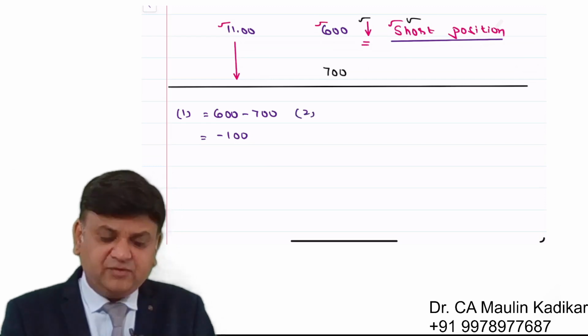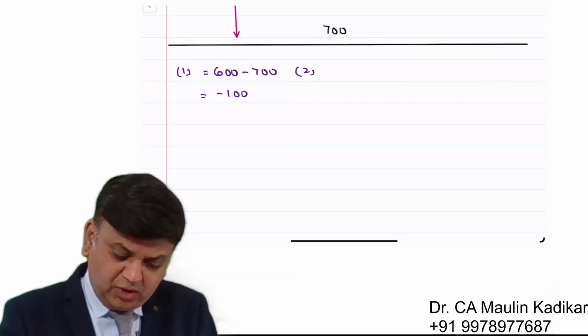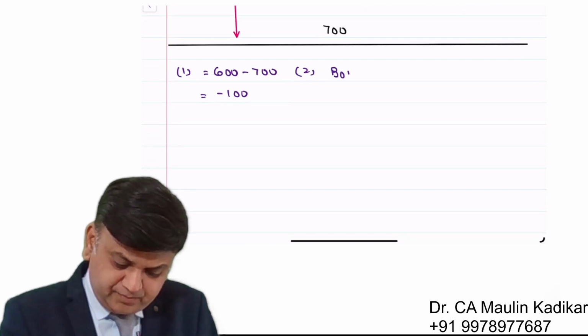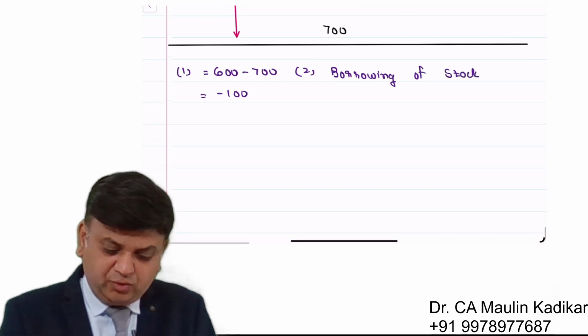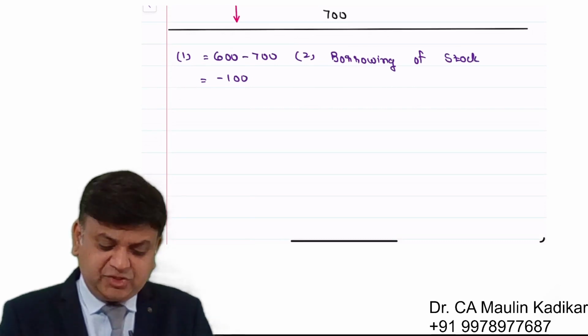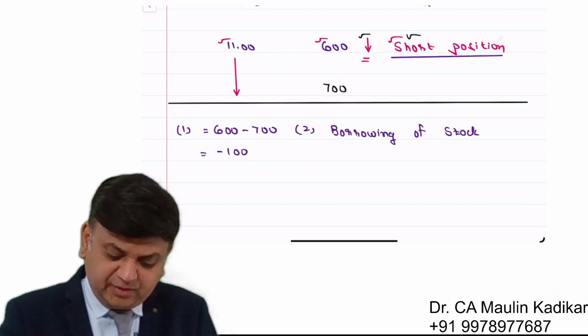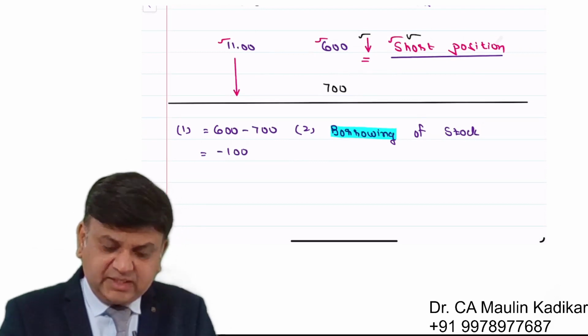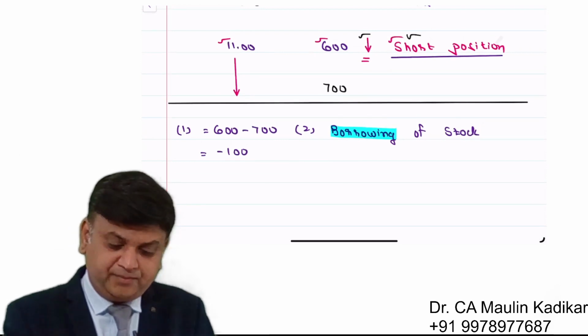Second, let's say what the trader can do. The trader can enter into a transaction for borrowing of the stock. Now, what do we understand by the term borrowing of the stock? That is what I am explaining to you. The trader, that is Mr. X, can borrow the security from the market. There is a mechanism by which you can borrow the security from the market.